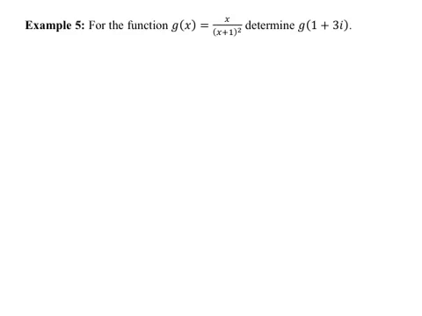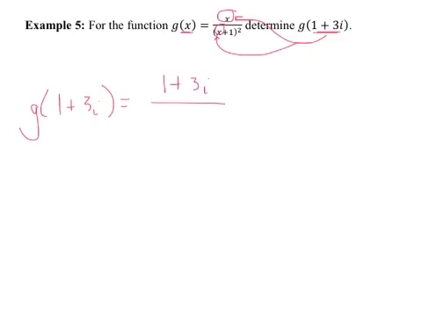Example 5 says, for the function g of x equals x over quantity x plus 1 squared, determine g of 1 plus 3i. So remember, this means that I want to take whatever x was and replace it with this quantity. So that quantity needs to go in for that x right there, before we add 1 and square and do all that. So let's go ahead and see. So g of 1 plus 3i equals 1 plus 3i over, parentheses, 1 plus 3i plus 1, that whole thing squared.